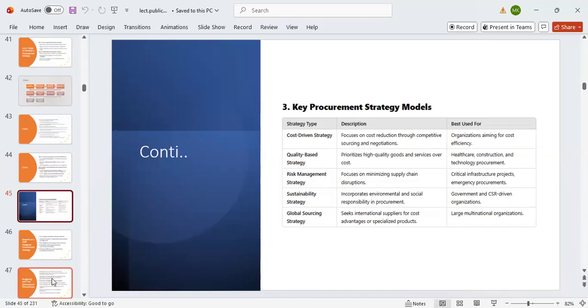Here, maybe in healthcare, construction, and technology procurement, the mindset is about quality. If it is healthcare, the mindset is about quality. If it is construction, it's quality. If technology, quality. Then risk management strategy. Another organization will be thinking, we want to ensure there is a proper risk management strategy. Here, the focus is on minimizing supply chain disruptions.